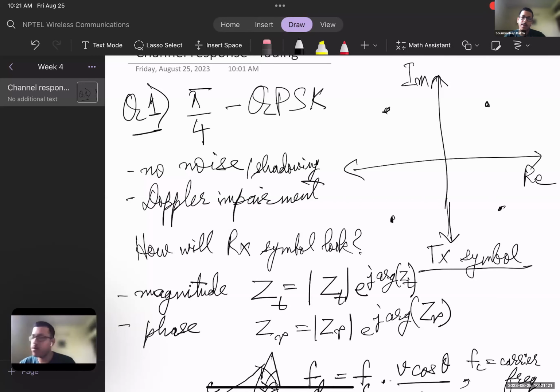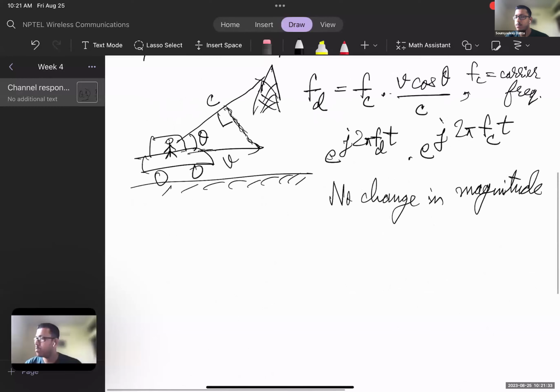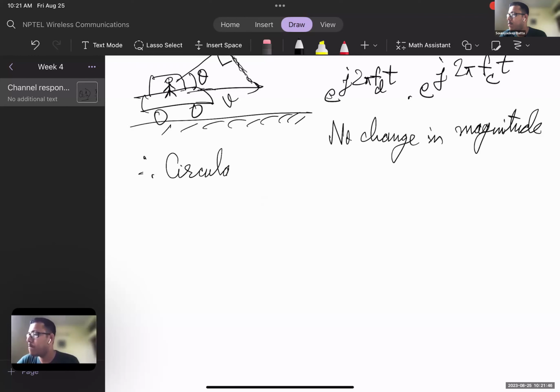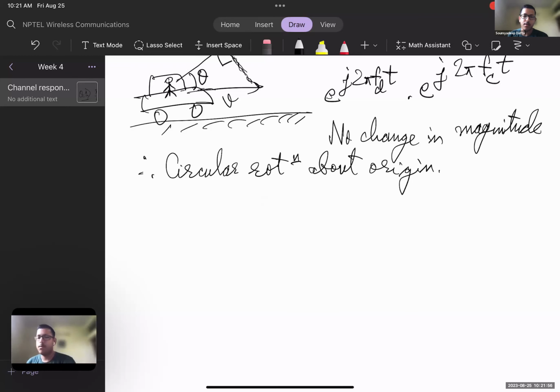So at least having the same radial distance from the origin. But since there will be phase shifts, it will be rotated circularly, right? I hope it makes sense. So your magnitude stays the same and your phase changes. So there is no change in magnitude, I'm just writing that down. Therefore, this is circular rotation about the origin. So this is the key concept here.